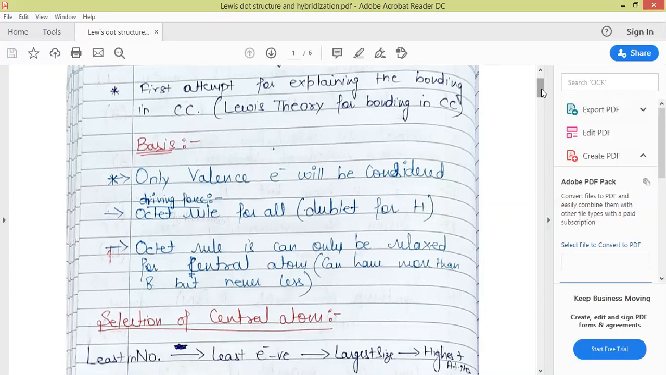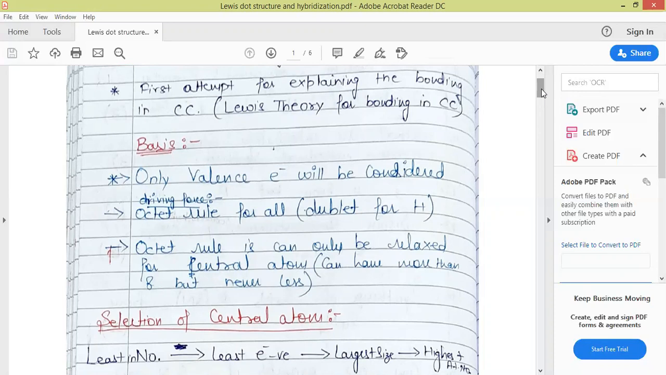The driving force for the Lewis dot structure, for the formation of a covalent bond, based upon the Lewis theory, was to complete the octet rule. All the atoms which form a bond want to complete their octet, or we can say duplet in the case of hydrogen, as it does not have an octet.